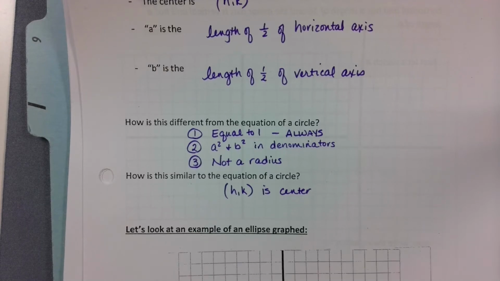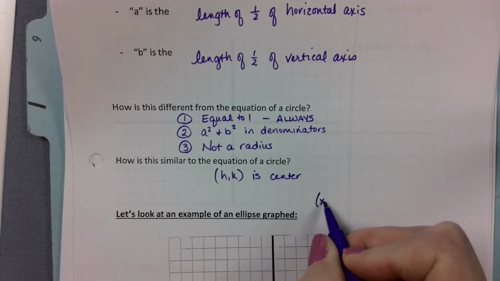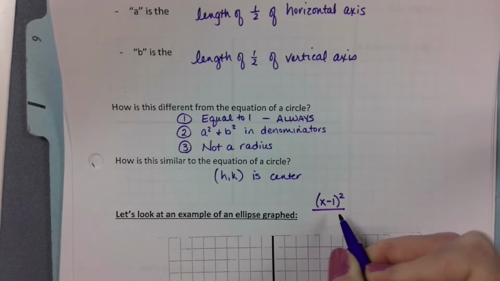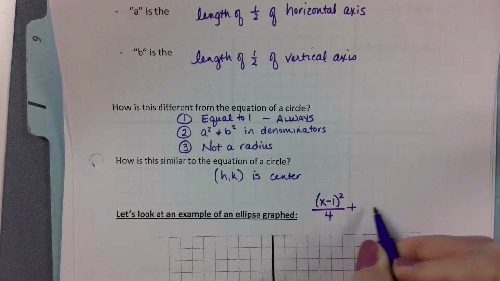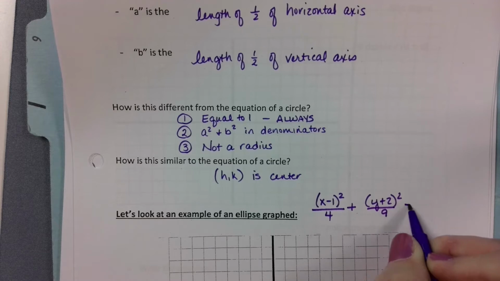So let me give you an equation here and we'll graph it, okay? So we're going to graph x minus 1 squared over 4 plus y plus 2 squared over 9 equal to 1.